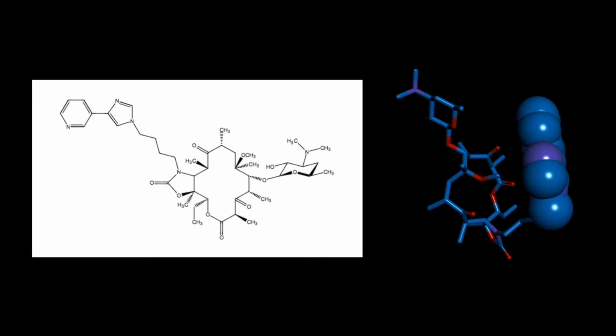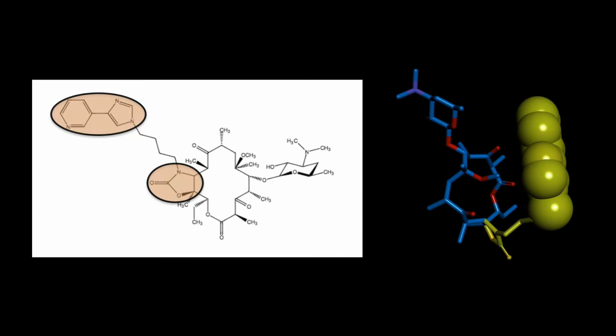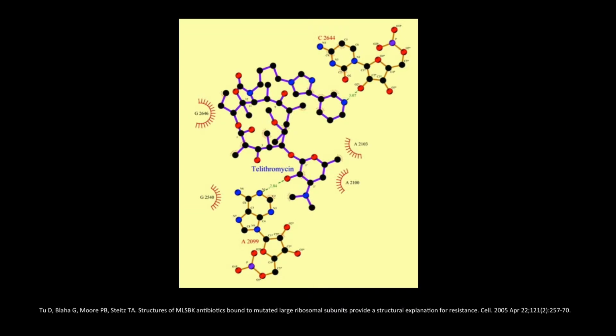The main difference with telithromycin is that it contains an alkyl-aryl side chain that branches from 2 carbons on the lactone ring. This side chain participates in a strong hydrogen bonding interaction with the cytosine RNA nucleotide in the active site.